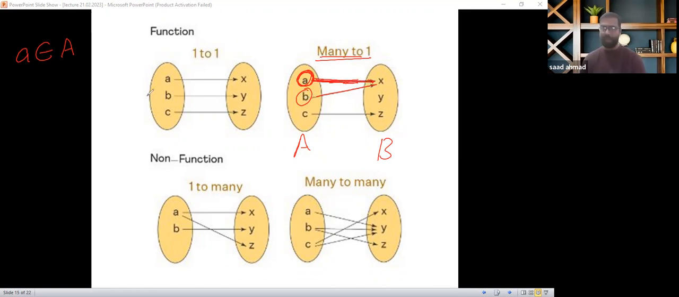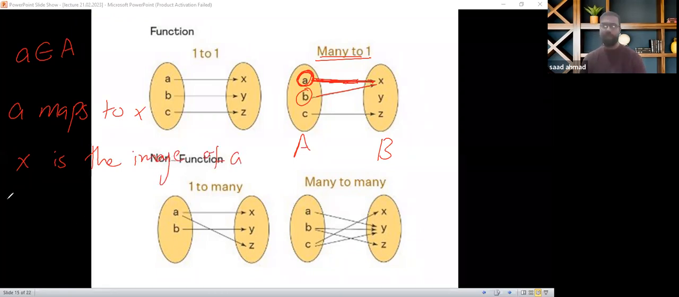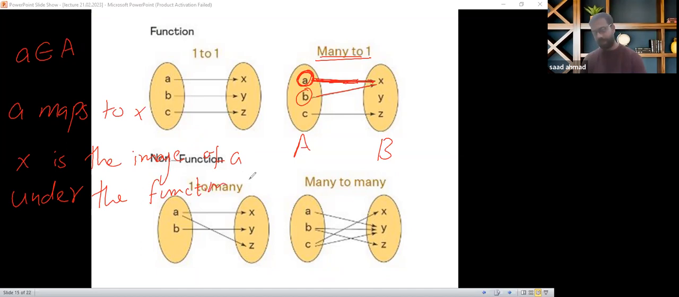This one is maps to. A maps to x, or you can say x is the image of a under the function f of x. Let's say this is a function f of x that we have here. So we can say x is the image of a, or we can say a maps to x. That's what we use the words for this. Belongs to means that they are the member of that set.